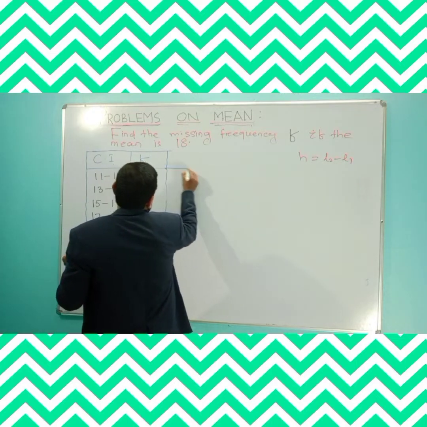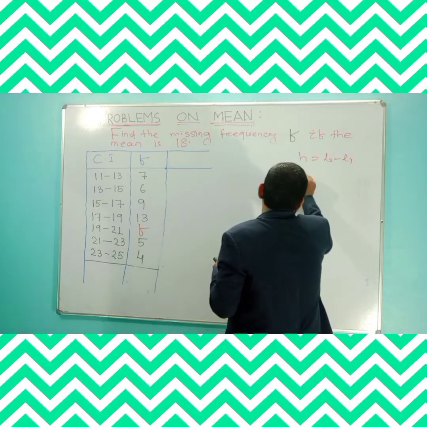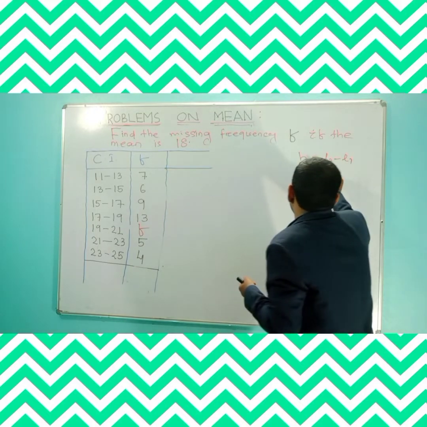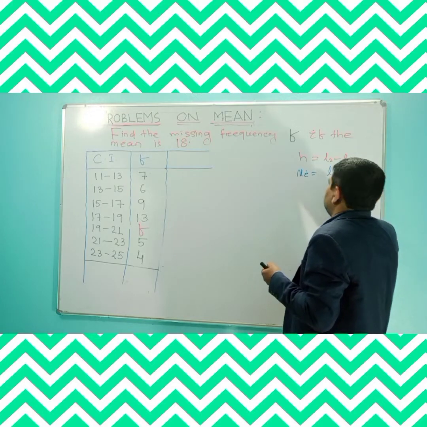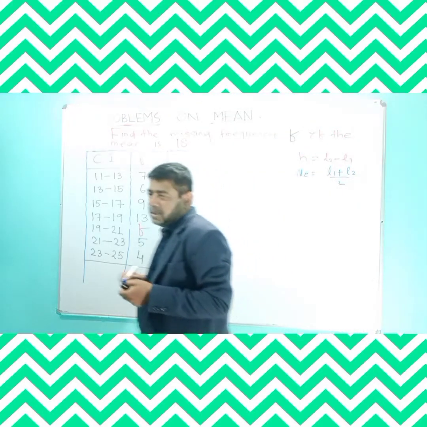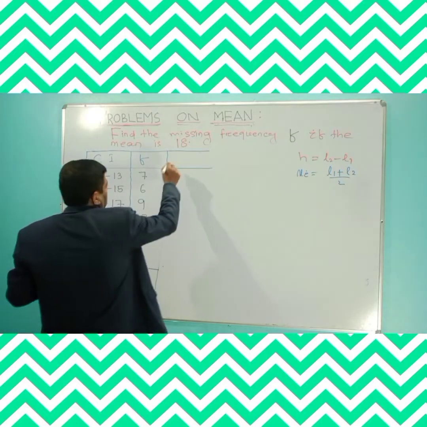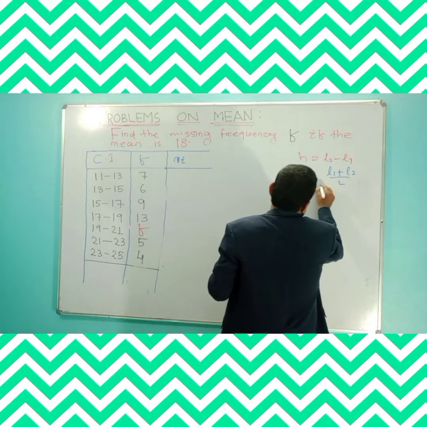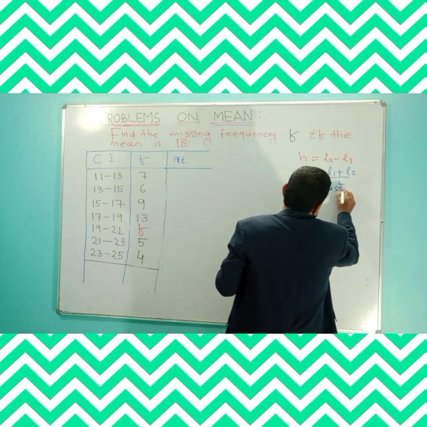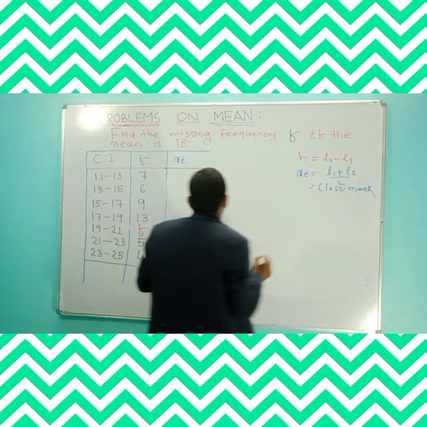Okay, and what is class mark? How to find out the class mark? The class mark xi, the formula is the lower limit L1 plus upper limit L2 upon 2. This is one of the formulas. Write down class mark, which is xi. This is called class mark, or mid value. Understand or not?